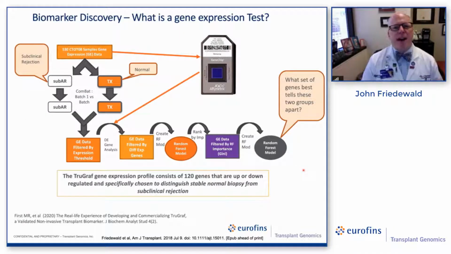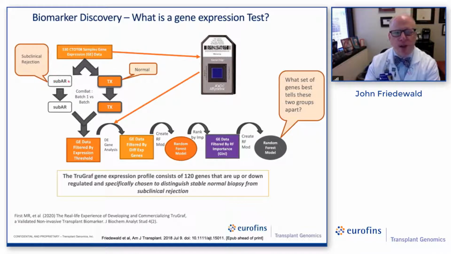So let's take a step back and talk about how we discover a gene expression test. The way we did this in the CTOT-8 trial was we took a number of patients who had biopsies, 530 biopsies, all paired with blood samples. So we knew what the clinical phenotype was based on the biopsy. Then we looked at the blood samples of those patients. We had 400 patients who had a normal biopsy. We call that transplant excellent. And that's, again, stable renal function, normal renal function with a negative biopsy.